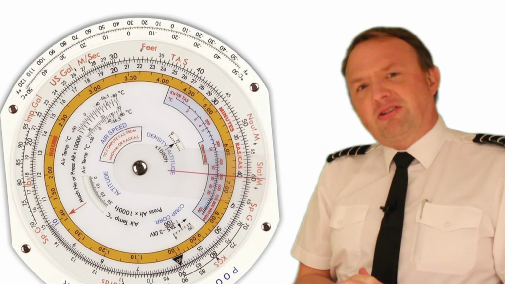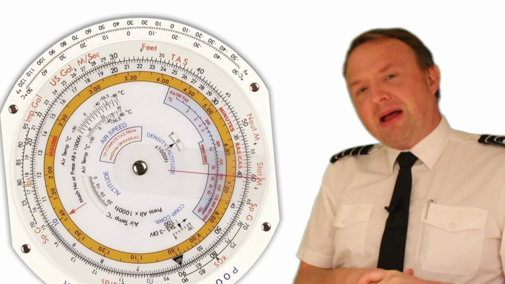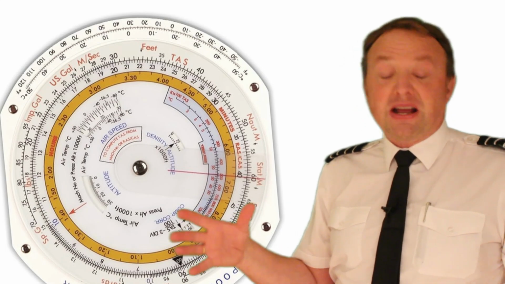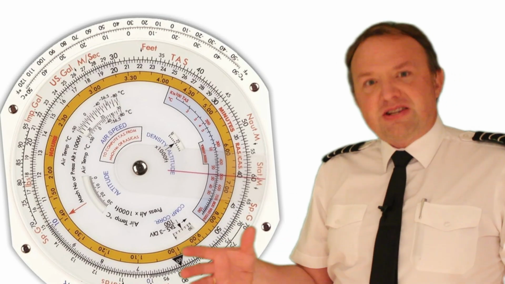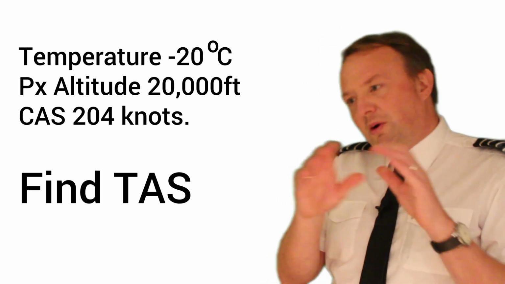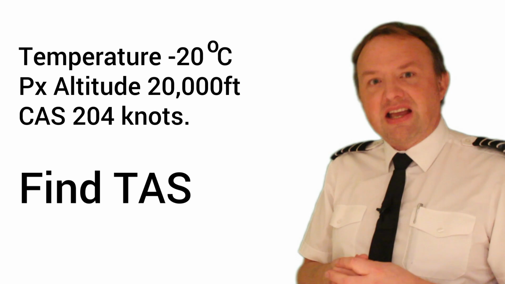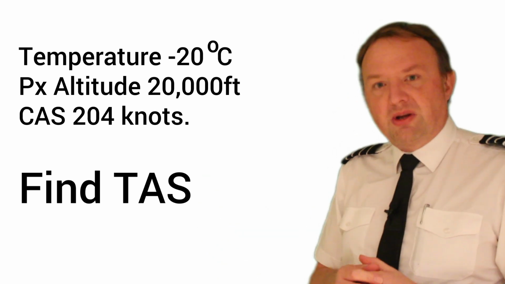But what about compressibility error, Owen? Well, let's panic about that if the TAS gets fast enough for compressibility to matter. That's the magic number of 300 knots. So let's start with a basic example where we're not worried about compressibility, we're just converting RAS-CAS, essentially our indicated airspeed, into our true airspeed.